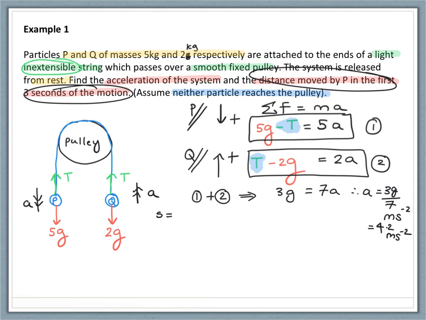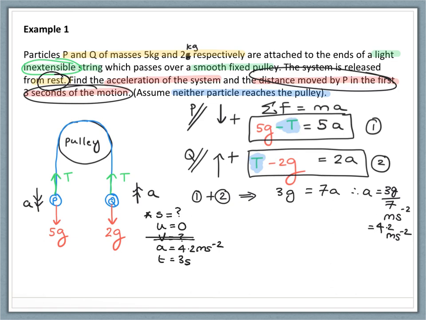So S is what we are actually looking for. U equals 0 because the system started from rest. V we don't know. A we've just calculated is 4.2 meters per second squared, and T is 3 seconds. So we're trying to find out the distance moved by P. So let's take out V because we're not interested in that.